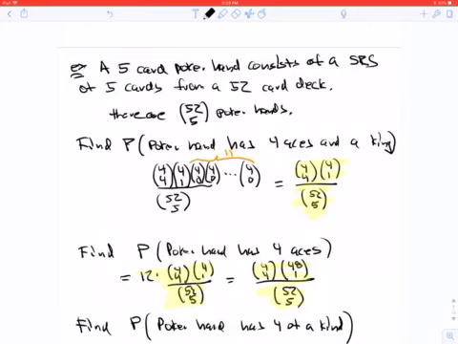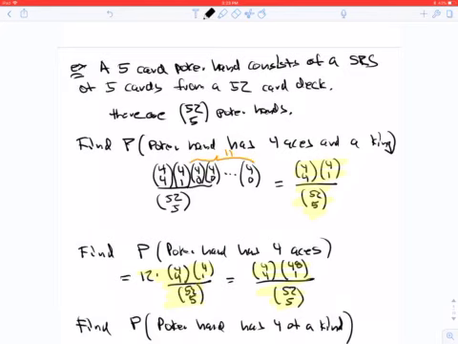So let's look at a 5-card poker hand consisting of a SRS of 5 cards from a 52-card deck. So there's 52 choose 5 poker hands, right? Because in a poker hand, order doesn't matter. I'm just kind of holding the cards together. There's no significance to the order of the cards themselves.